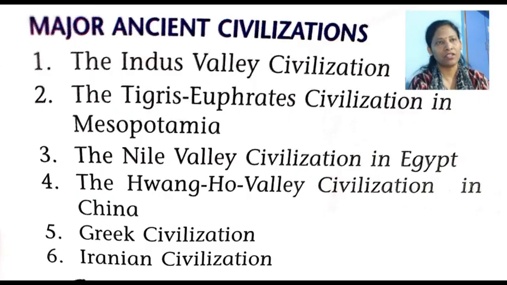These are the important civilizations which took place in the Before Common Era period. Those were the Indus Valley civilization, the Tigris-Euphrates civilization in Mesopotamia, the Nile Valley civilization in Egypt, the Hwang He Valley civilization in China, and the Greek and Iranian civilizations. These two chapters explain only the four civilizations. Now we will start the second civilization, the Tigris-Euphrates civilization in Mesopotamia.